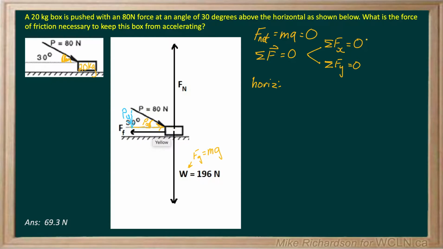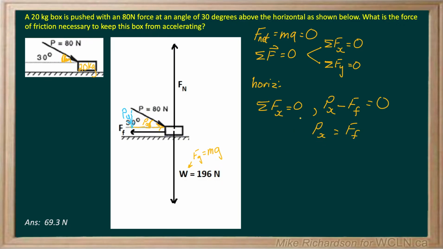So our conditions horizontally are the sum of all the forces in the horizontal have to add to 0, which simply means Px, which is trying to push the thing to the right, I'll say the right direction is positive, minus force of friction has to equal 0. So in other words, Px has to equal the force of friction for this thing to not accelerate.